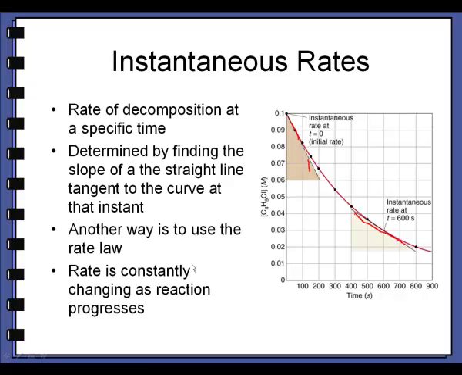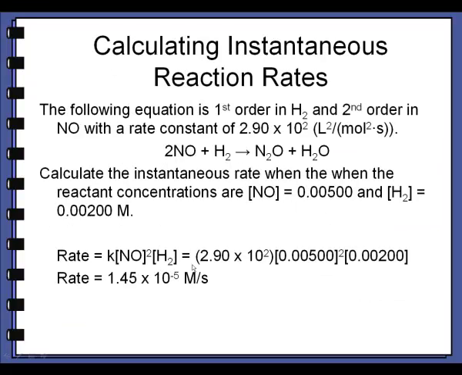Another way to calculate instantaneous rates is to actually use the rate law, if you have numbers and you know the order of the reaction and the value of k as well. It's important to note again that the rate is changing constantly as the reaction continues to go forward. So how do you calculate instantaneous rates? Well, we're going to do it by looking at the rate law. Everything you see here has to be given to you in the problem.